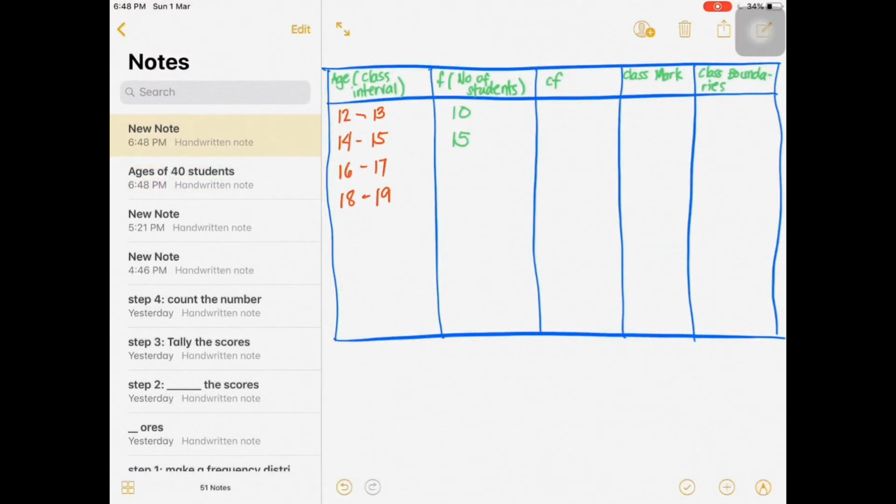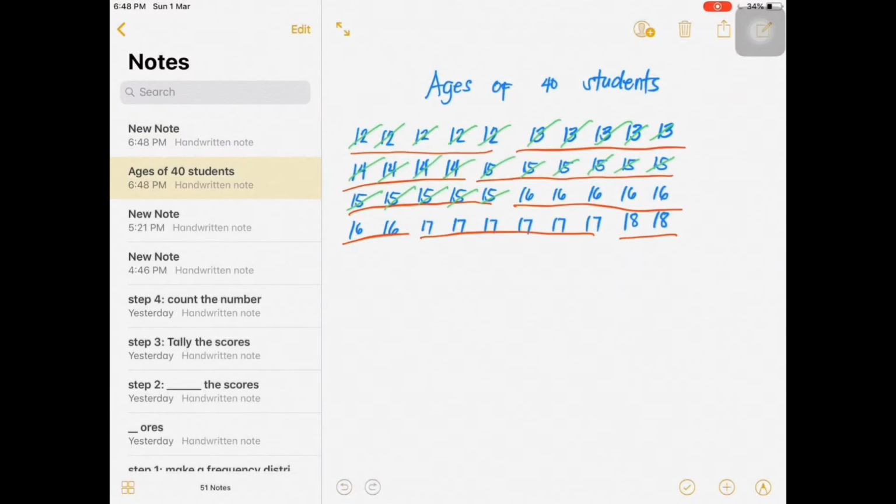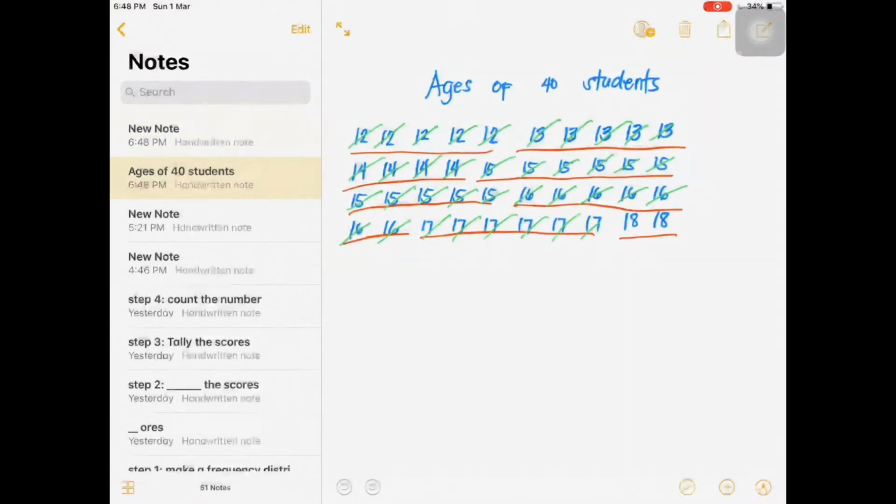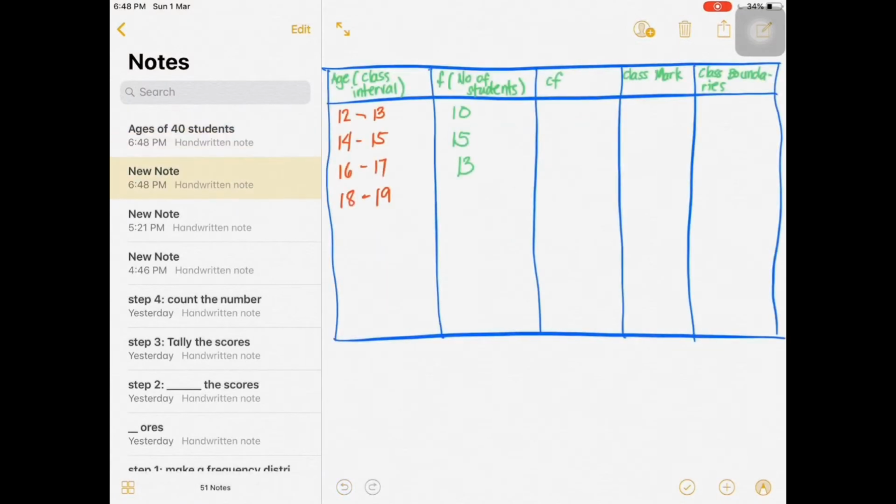Next, students ages 16 to 17. We will count it again. 1, 2, 3, 4, 5, 6, 7, 8, 9, 10, 11, 12, 13. So there are 13 students. Lastly, students ages 18 to 19. So we will count it. 1, 2. So we have 2 students.